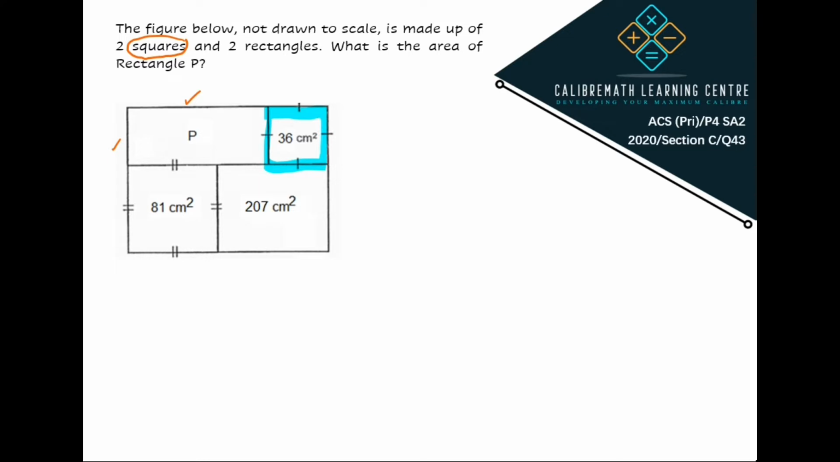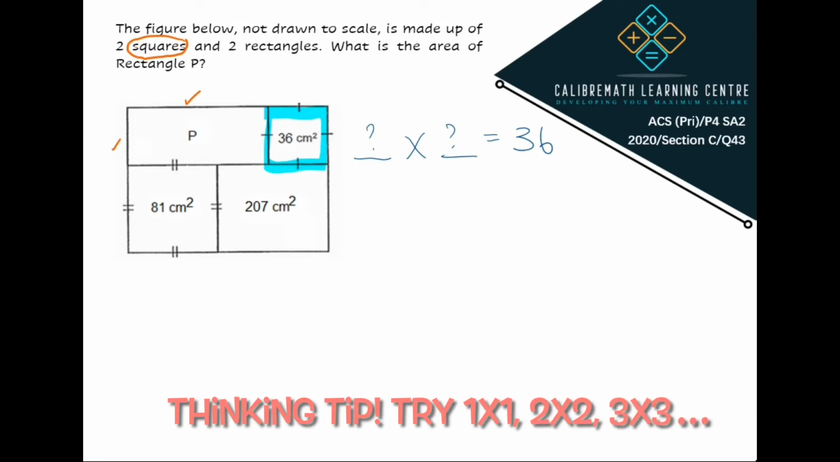So to find the length and breadth of this square, we will need to know that some number multiplies by another number gives you 36. And that these 2 numbers here must be the same number since a square has 4 equal sides. So if you use your times table, you will be able to find out that 6 multiplies by 6 will give you 36. And so you will be able to label that the length and the breadth of this square here is 6 centimeters.